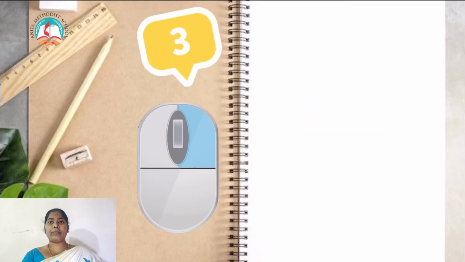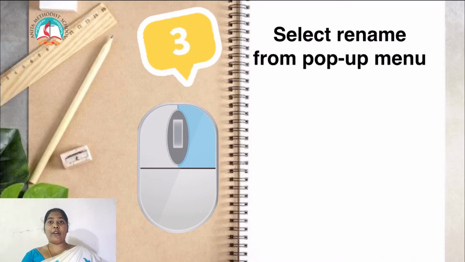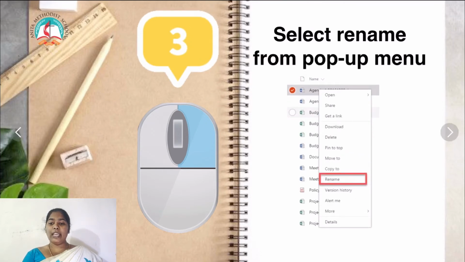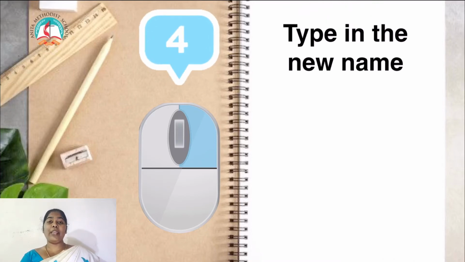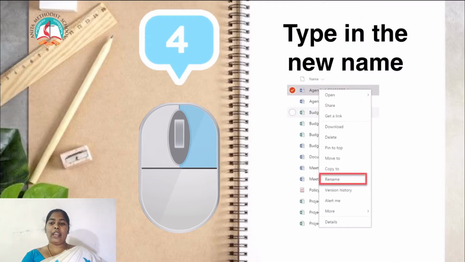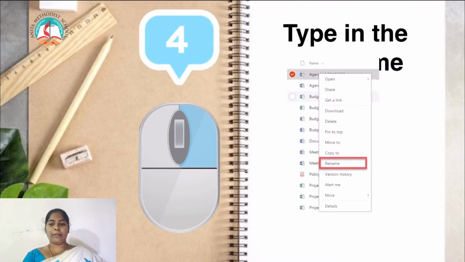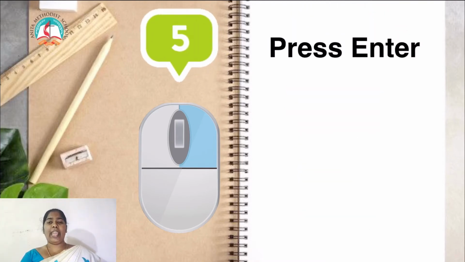Step 3, I have to select rename from the pop-up menu. So this is the pop-up menu. Here I have to select rename. Then the fourth step, I have to type in a new name. So I have to type the name for that particular folder. So now here I have agent. Okay. Type in the new name. Step 5, press enter. Always the last step will be the enter.